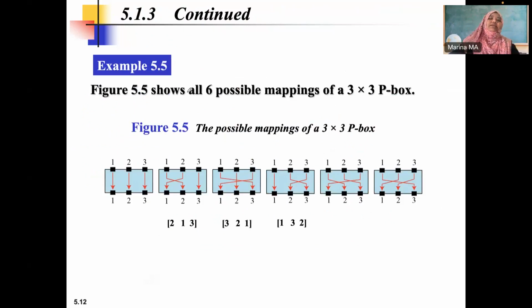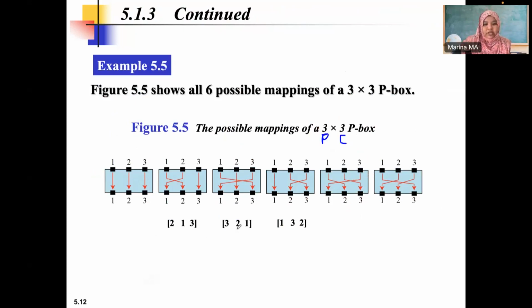So that is P-boxes, a component in modern symmetric ciphers. Look, this figure shows all 6 possible mappings of a 3 by 3 P-box. And this is a straight P-box because 3 plain text produces 3 ciphertext. 3 by 3 means 3 plain text, 3 ciphertext. So these are the different mapping keys that can be produced from a 3 by 3 P-box.